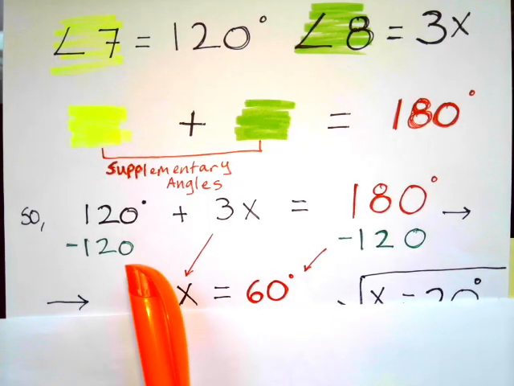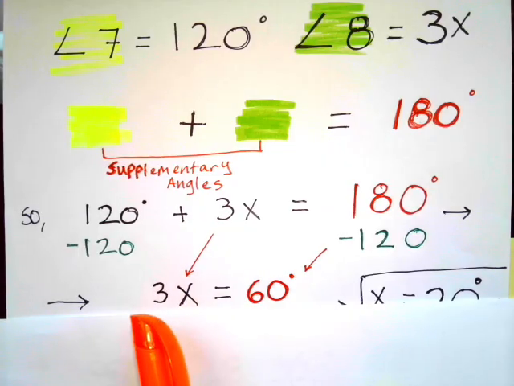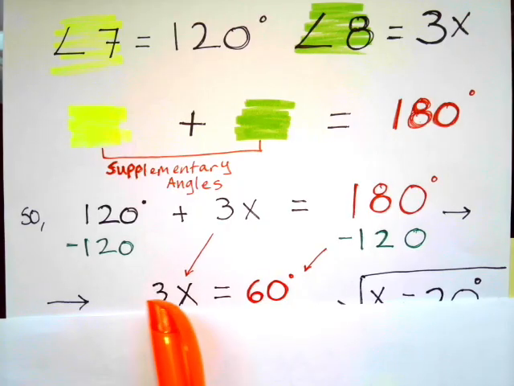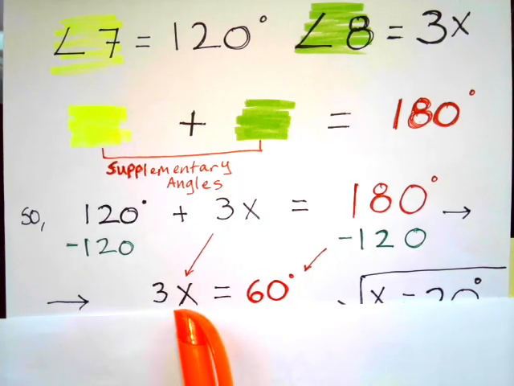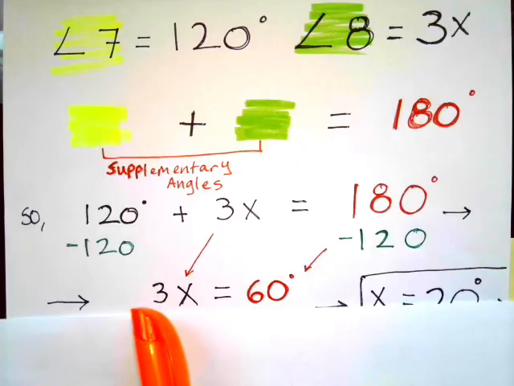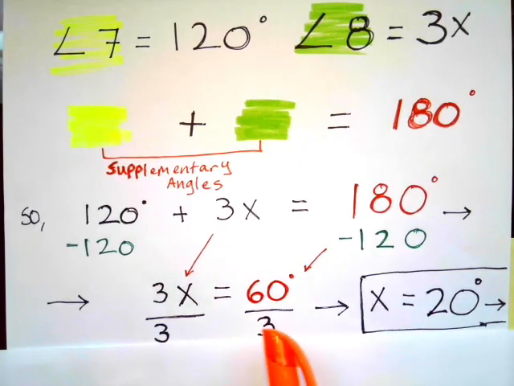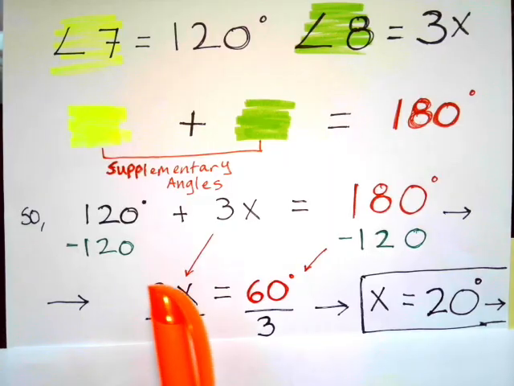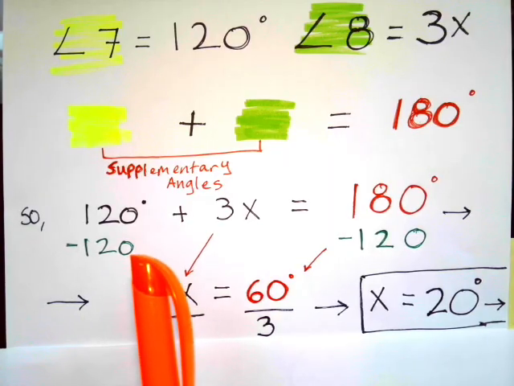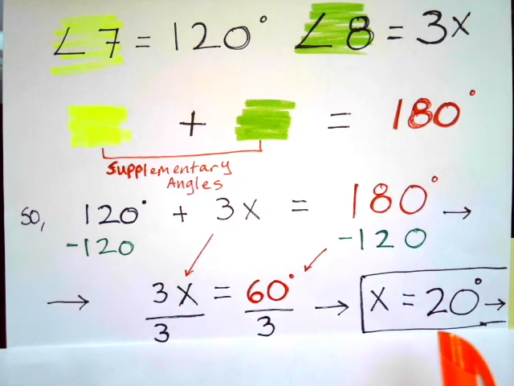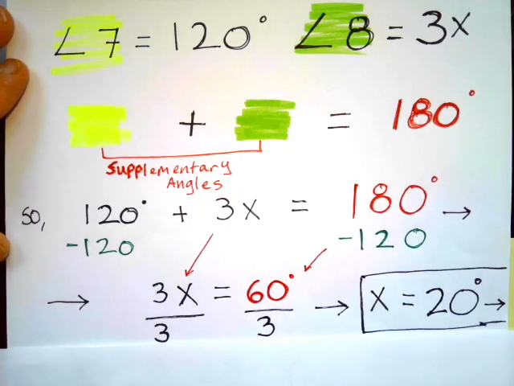I want to turn that 3 into a 1, right? The way I do that is opposite of what's shown. 3 right next to this x means multiply. 3 times x. What's the inverse? What's the opposite of multiplying? Is divide. So I'm going to divide 3 to both sides of the equal sign. 3 over 3 leaves me that invisible 1x. 60 divided by 3 leaves me 20. X equals 20. That's my answer.